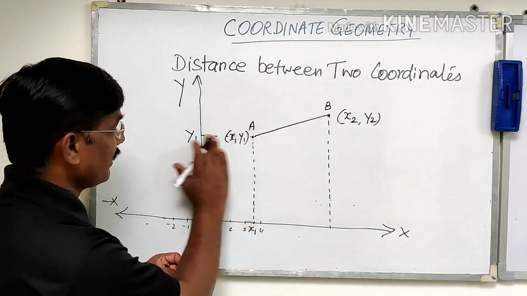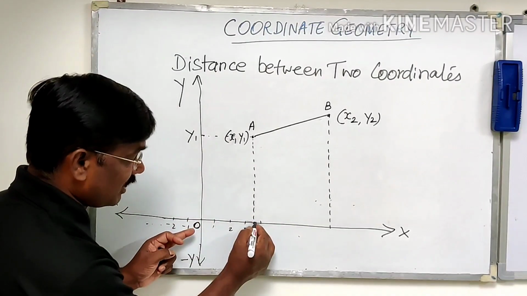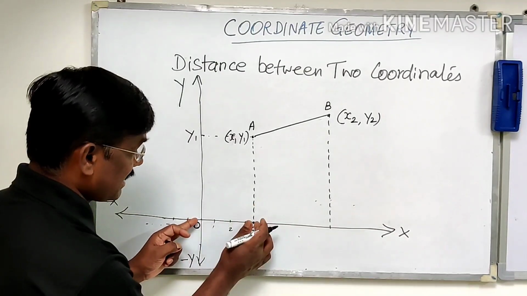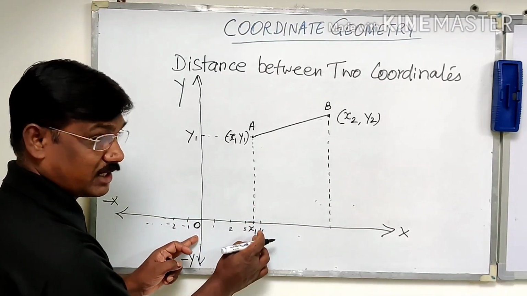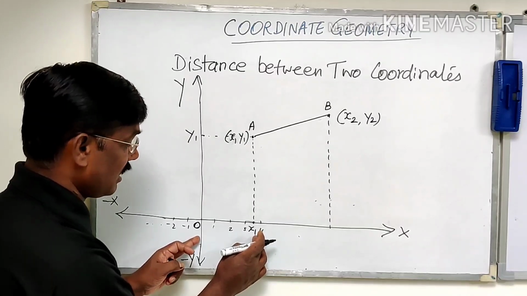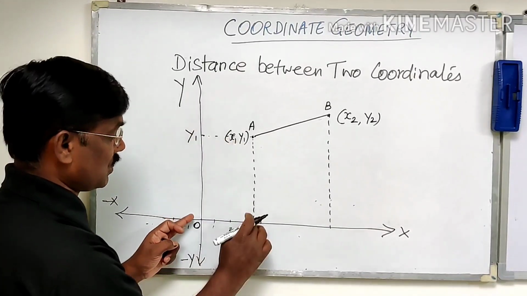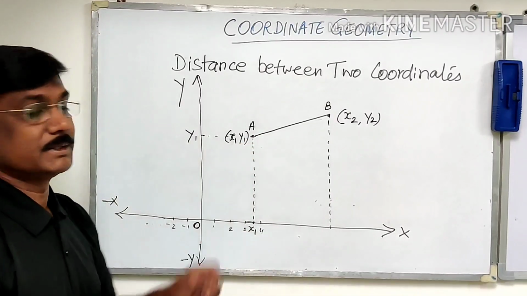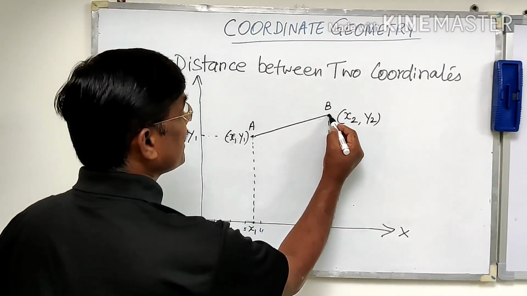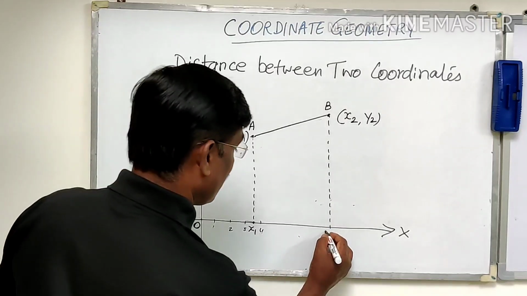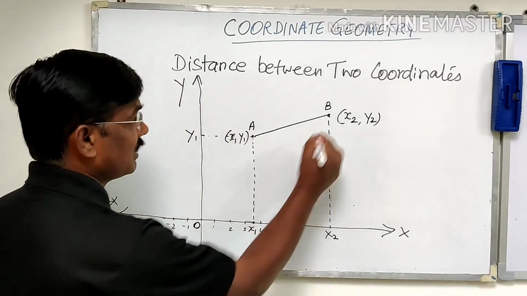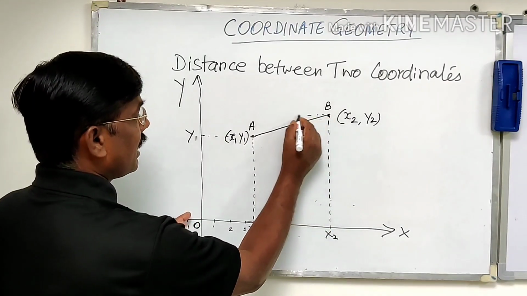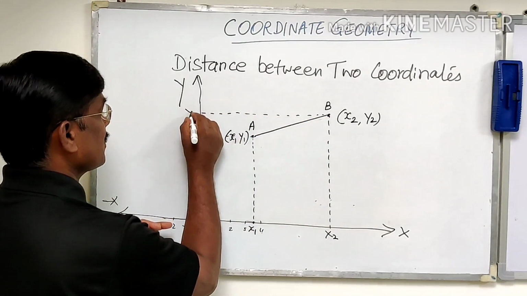If there is no y, if it lies on the x axis, the point will be here only. But it is x1 on the x axis, and it has a y value also. That is why it is at this point. Similarly, this point is represented by x2. This value is nothing but x2. Similarly, this value is y2.